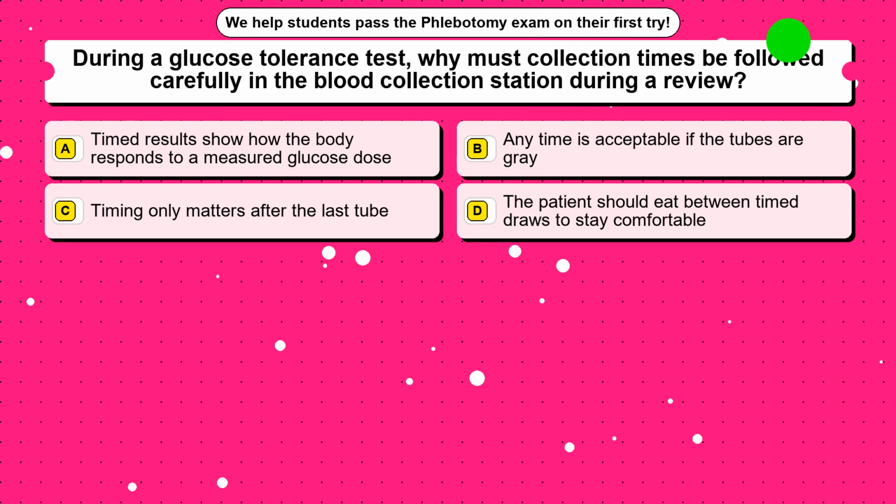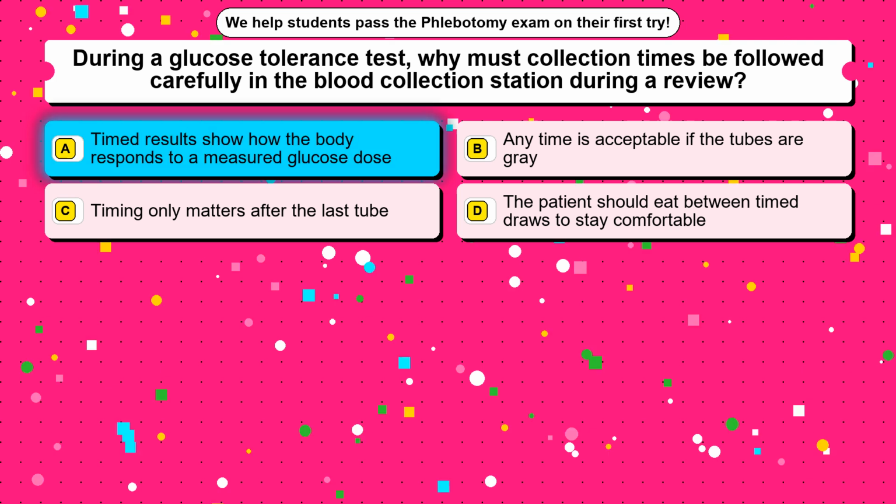Question 69. During a glucose tolerance test, why must collection times be followed carefully in the blood collection station during a review? Option A. Timed results show how the body responds to a measured glucose dose. Option B. Any time is acceptable if the tubes are gray. Option C. Timing only matters after the last tube. Option D. The patient should eat between timed draws to stay comfortable.